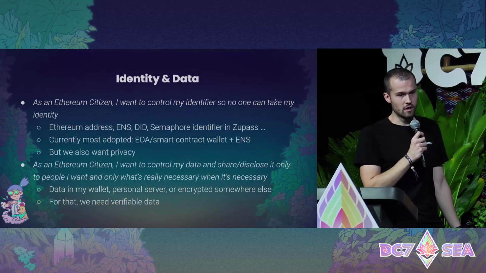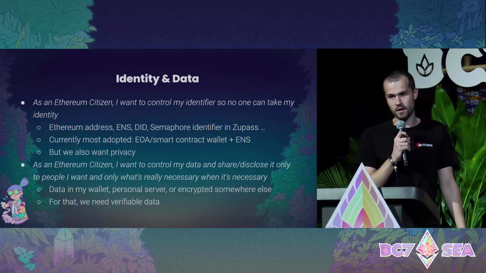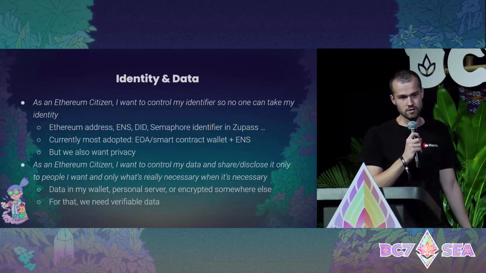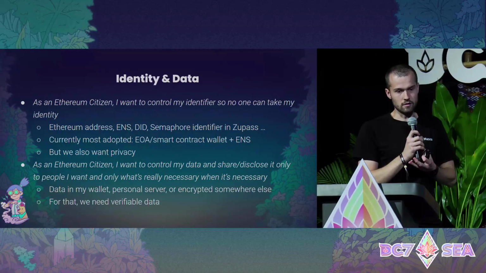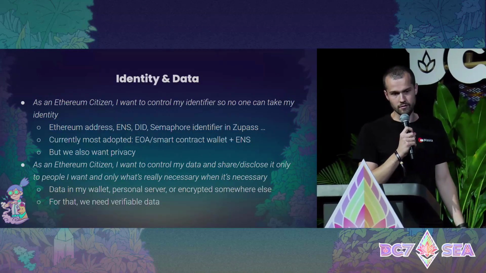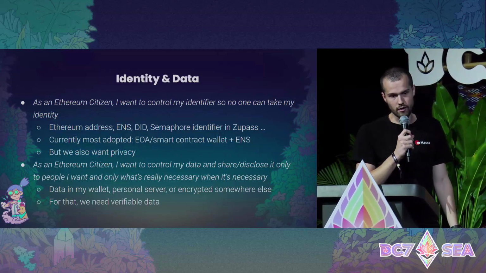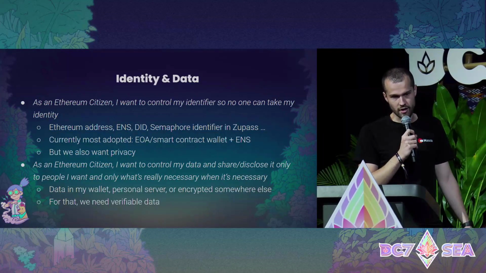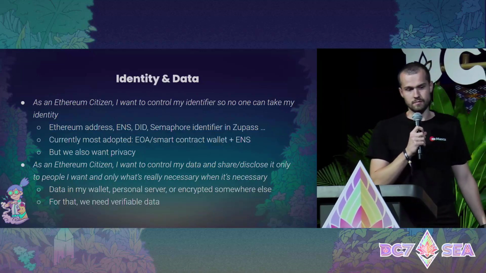As an Ethereum citizen, I want to control my identifier so no one can take my identity. Here we have many options. Identifiers are Ethereum addresses, ENS, handles, DIDs, or Semaphore identifiers in Zupass. But currently the most adopted thing we have are EOAs, so blockchain addresses with ENS. But this doesn't give us any privacy.